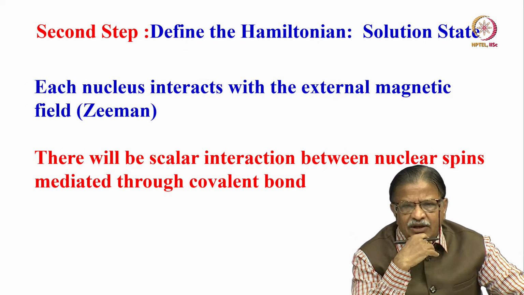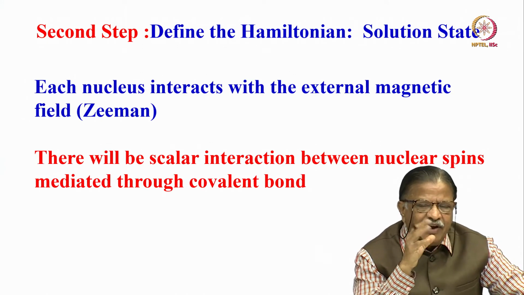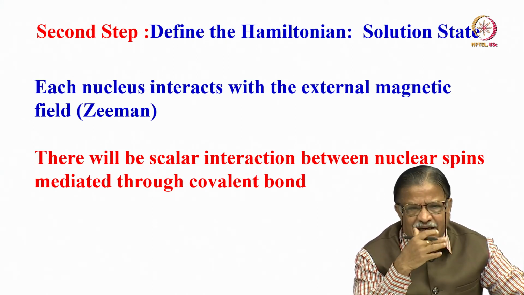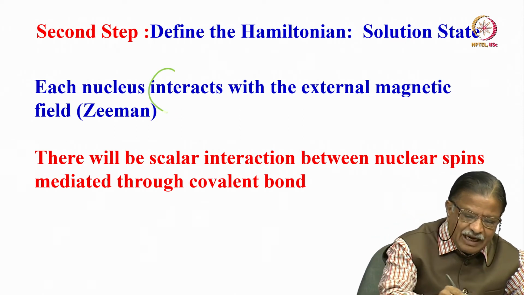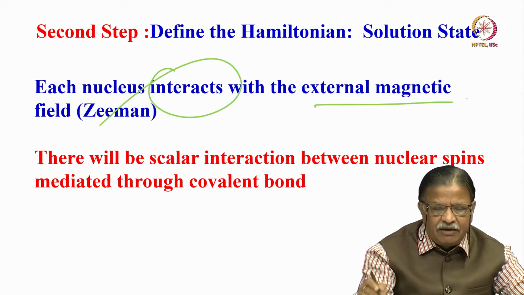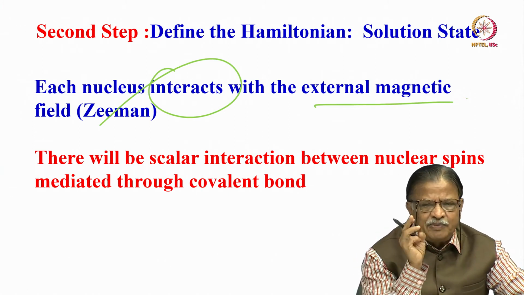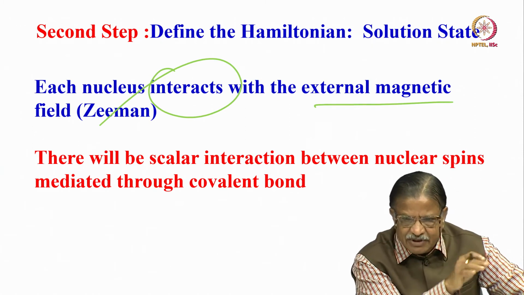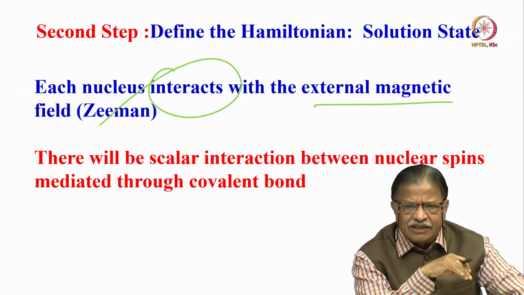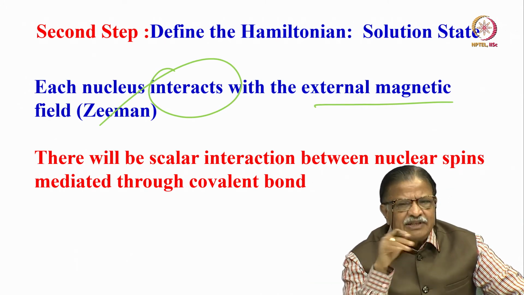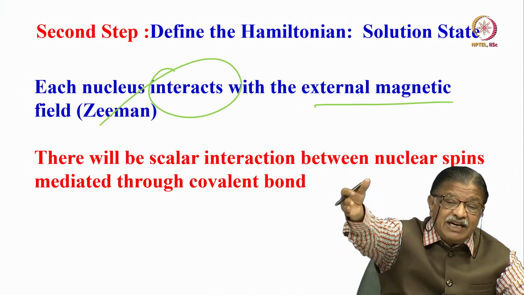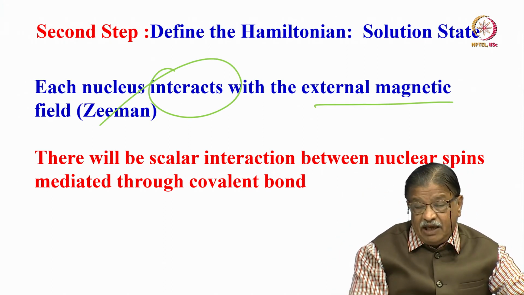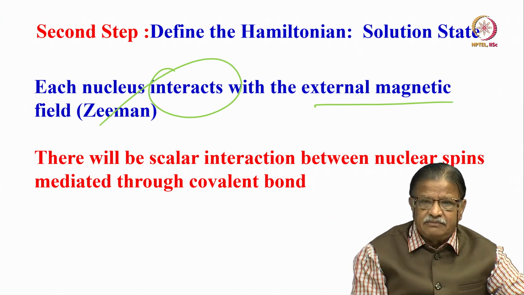Okay. Now, if I have n nuclei present, interacting with each other, each nucleus interacts with the external magnetic field, correct. I have two spins A and X. A can interact with the magnetic field, a Zeeman interaction can be there. X can also have a Zeeman interaction. If there are n number of spins, each of them can individually interact with the magnetic field. Each of them can have a Zeeman interaction.